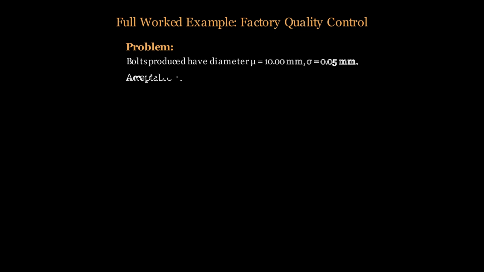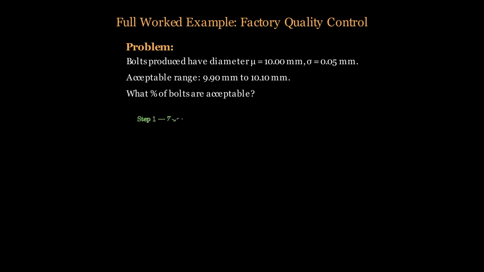Let's apply everything we've learned to a real quality control problem. A factory produces bolts with mean diameter 10 mm and standard deviation 0.05 mm. The acceptable range is 9.90 to 10.10 mm. What fraction of bolts pass inspection?